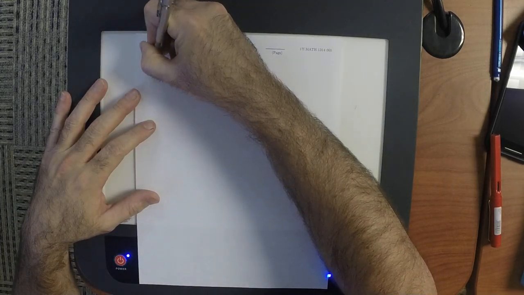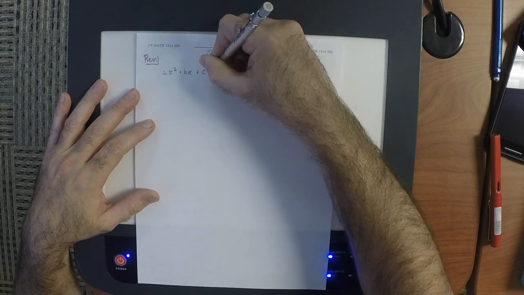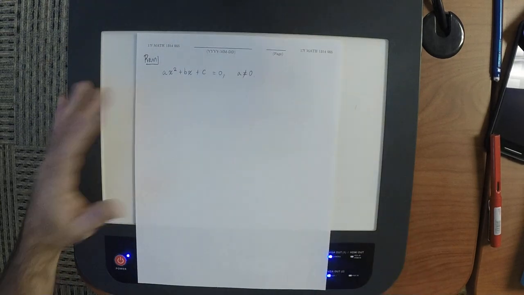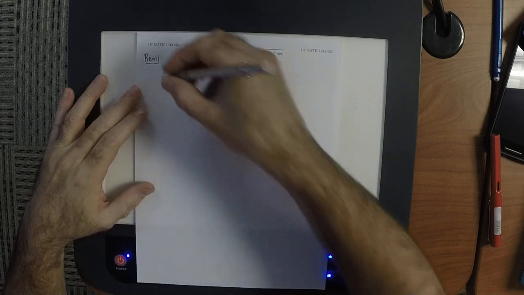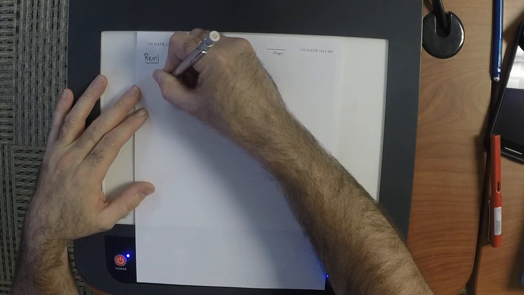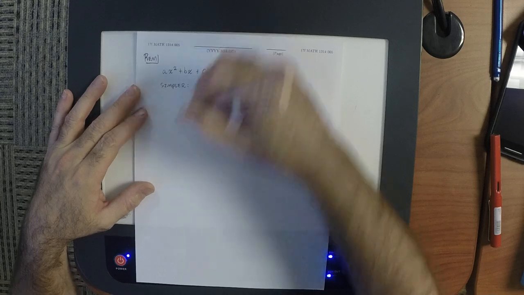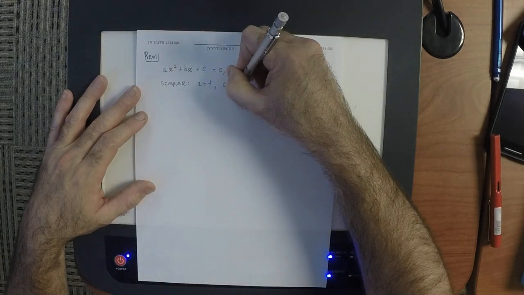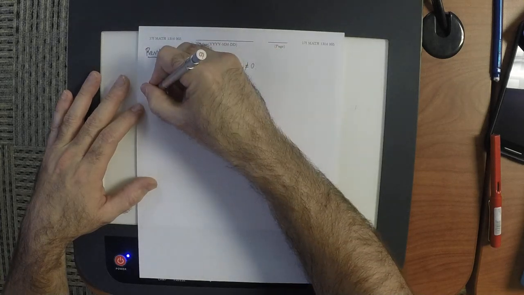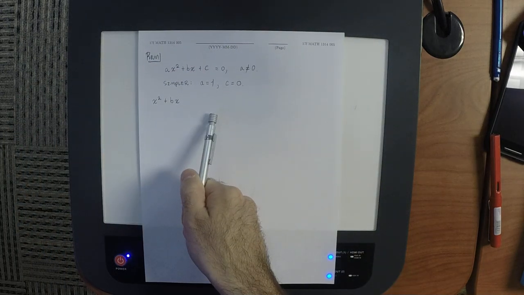So every quadratic equation can be written in this way: ax squared plus bx plus c equal to 0 with a not 0. So all of them can be written in that way. But to explain why it's called completing the square, I'm going to take the slightly simpler case, when a is 1, that is to say the monic case, and also c is 0. So it looks like x squared plus bx, that is to say 1x squared plus bx plus 0.